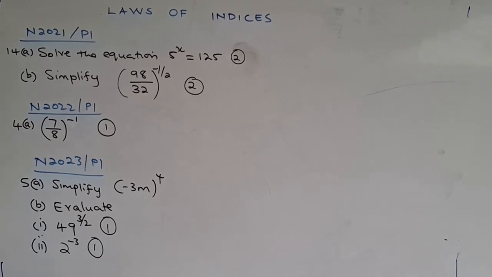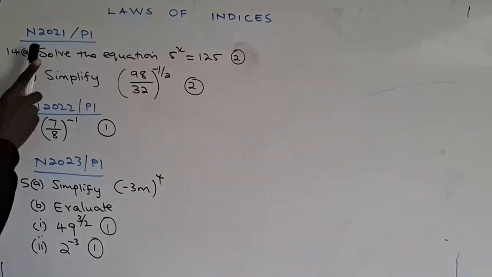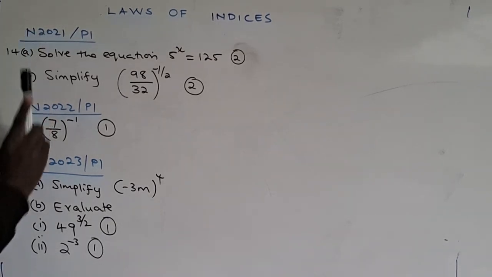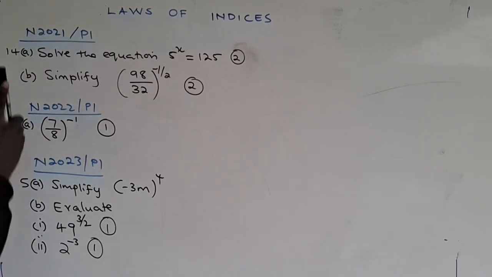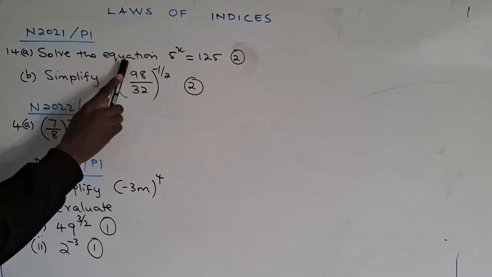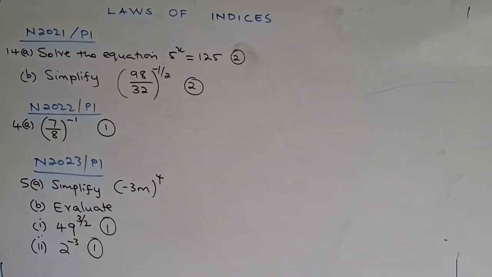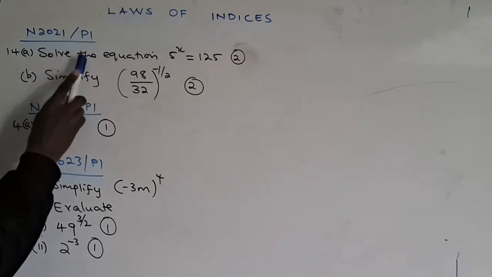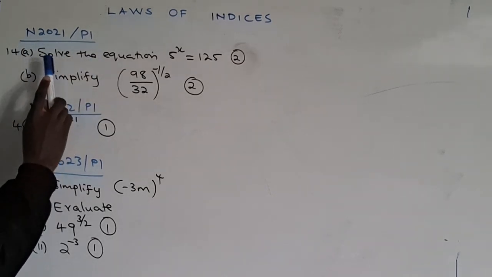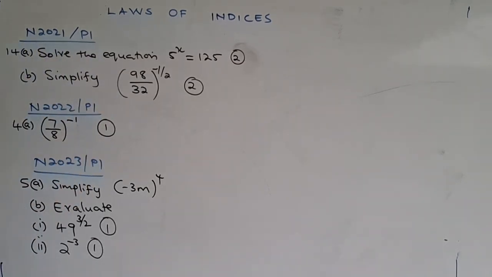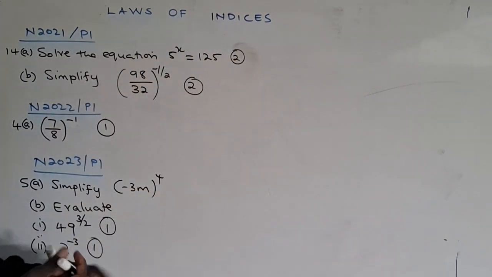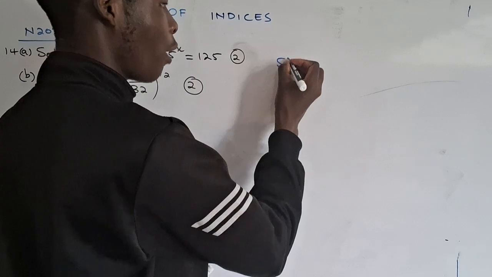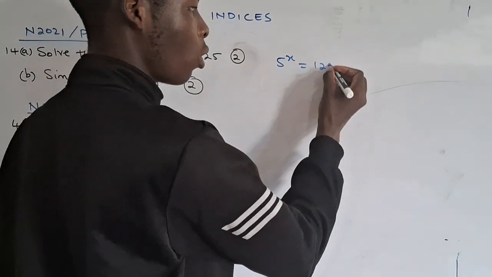This is the first question, which is coming from November 2021 paper 1. 14a. Solve the equation 5 to the power x is equal to 125. This is 2 marks. What is to solve an equation? To solve an equation is to find the value of the unknown. So you are supposed to find the value of x.